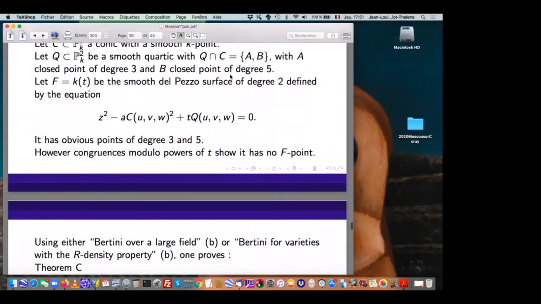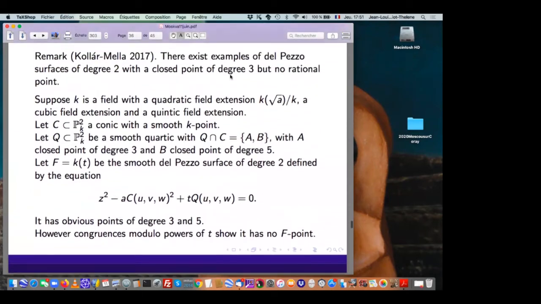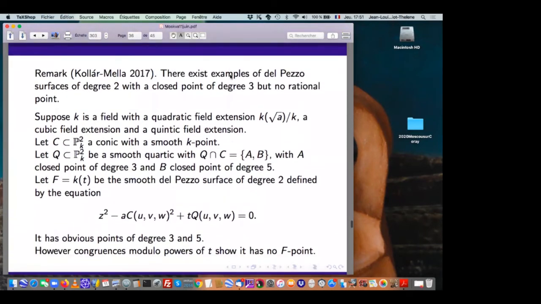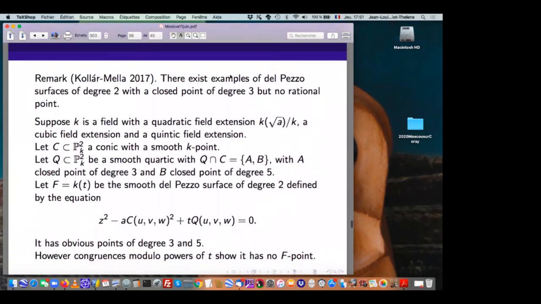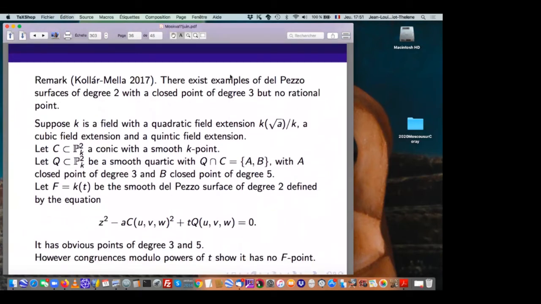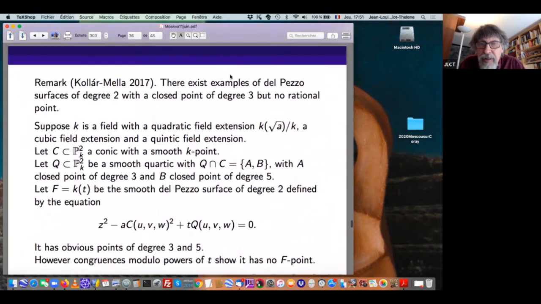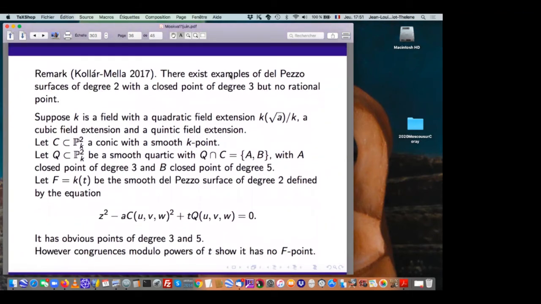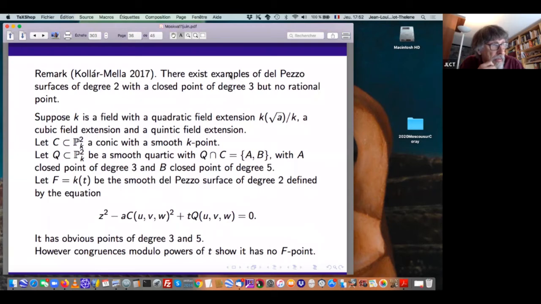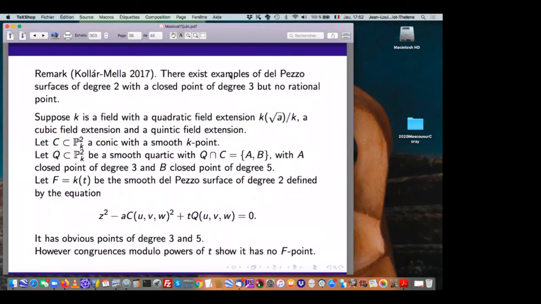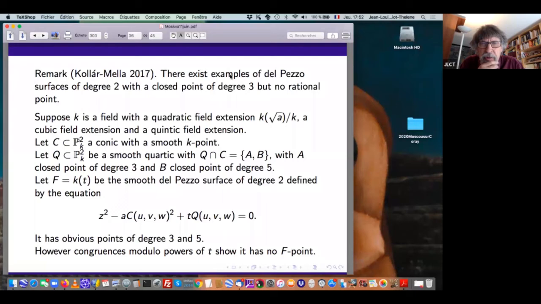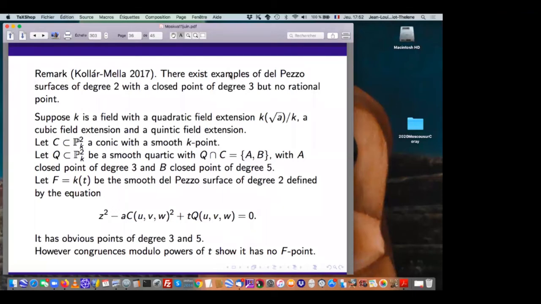And can I ask a question about 2? Can we also construct an example of a del Pezzo surface of degree 2 which does not have points of odd degree at all? Sure. I mean, you take a double cover of P2 over the reals, which has no real point. There's no real point, yeah.